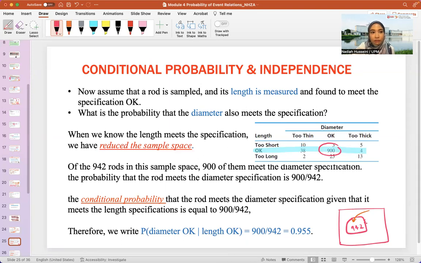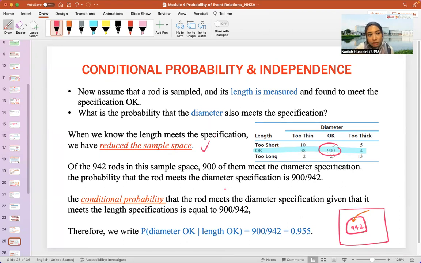Okay, so what does conditional probability tell us? It tells us we have reduced the sample space because of an info that we have. What was the info that we have? We measured the length of our rod, and the specification was okay. So we immediately reduced the sample space to a smaller portion. And from this smaller portion, I want to know the probability of the diameter being okay at the same time the length is okay. So it is a reduced sample space.